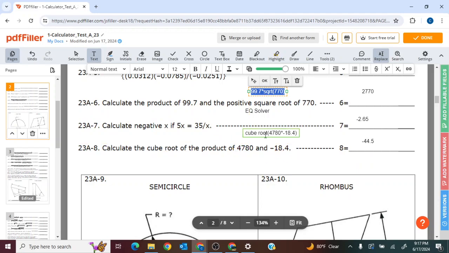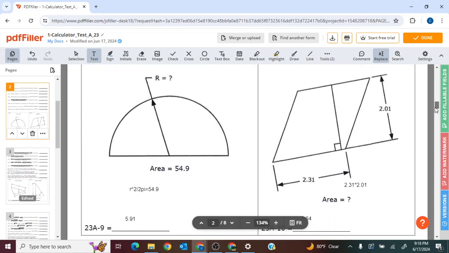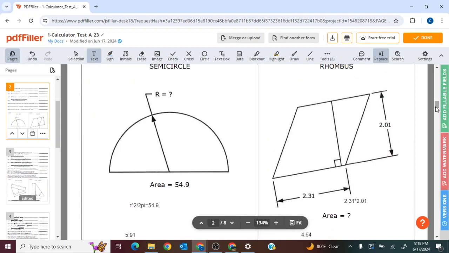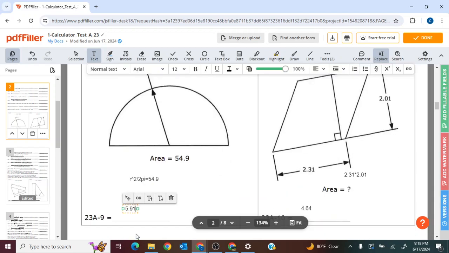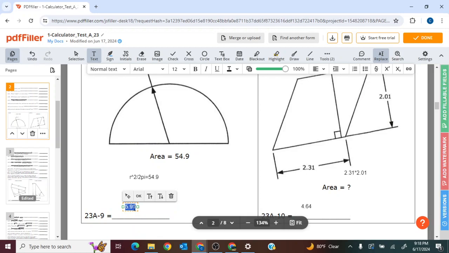Number 8 is a similar one, cube root of that stuff right there, and you get negative 44.5. Okay, 9. The semicircle radius. The area of a circle is r squared times pi, but since it's a semicircle, you have to divide by 2. r squared over 2 times pi is 54.9. And if you solve for that in the EQ solver, like you should be using for all these problems, you get 5.91.